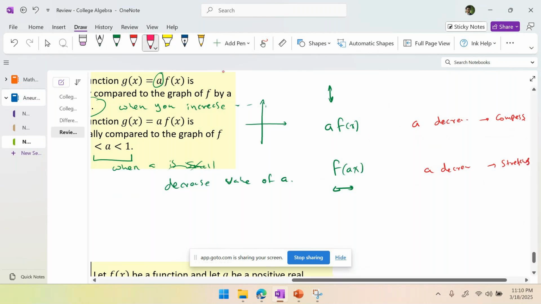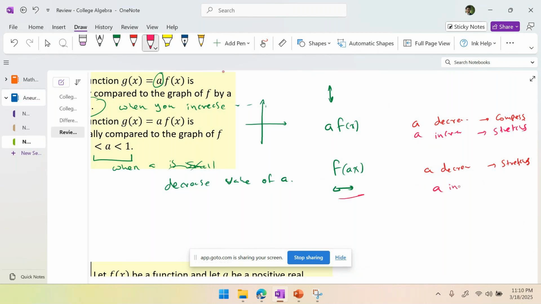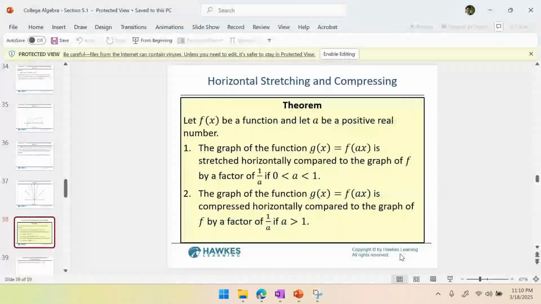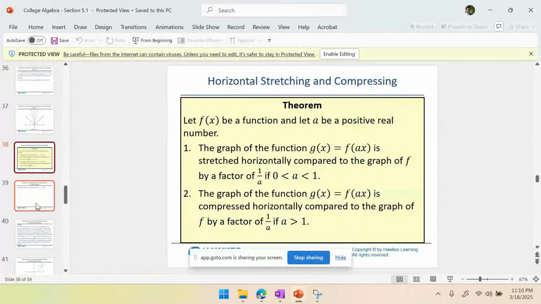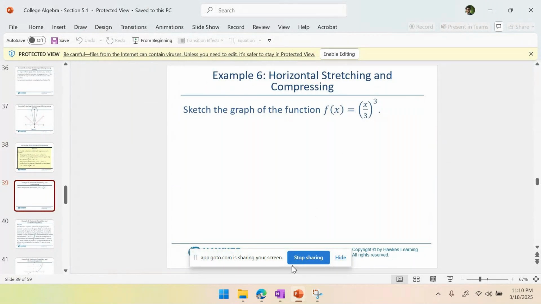And for this one, when A increases, it stretches. For this one, when A increases, it compresses. So the difference is here A is multiplied outside, here it is inside. Once again, you can check an example they have given in the slide, something like this, x cube.